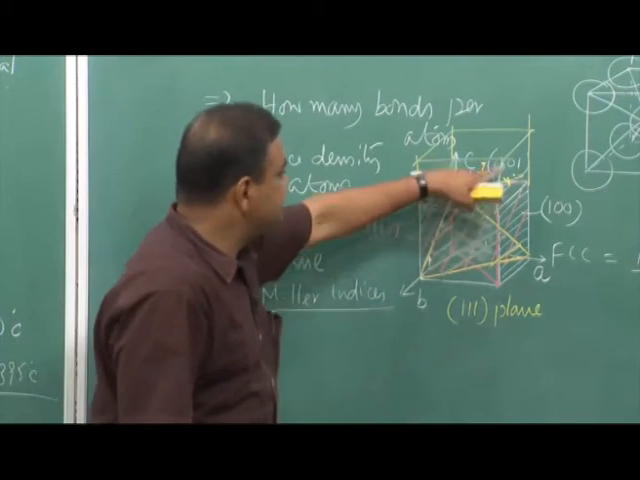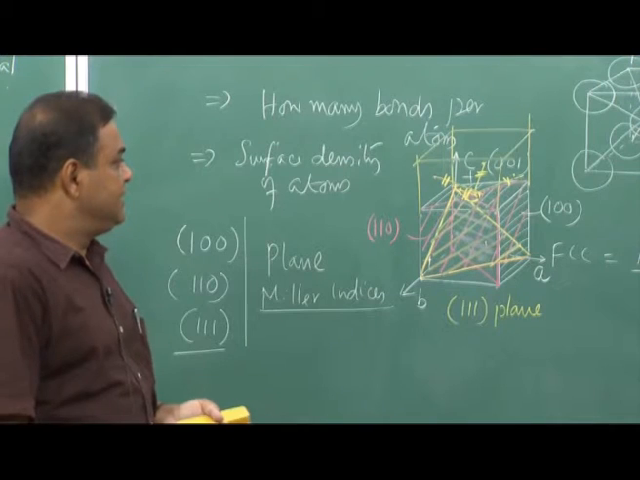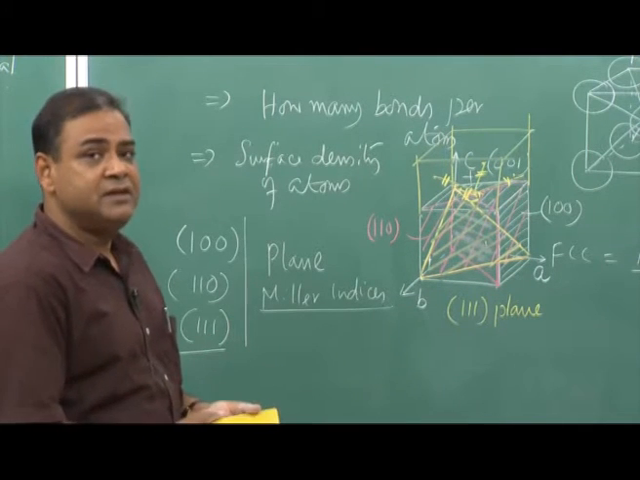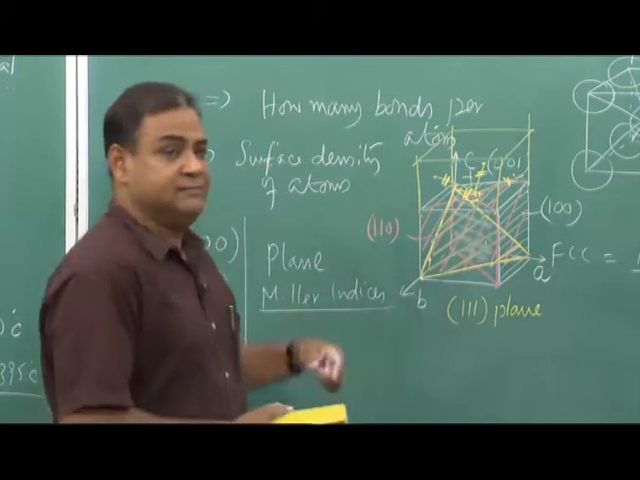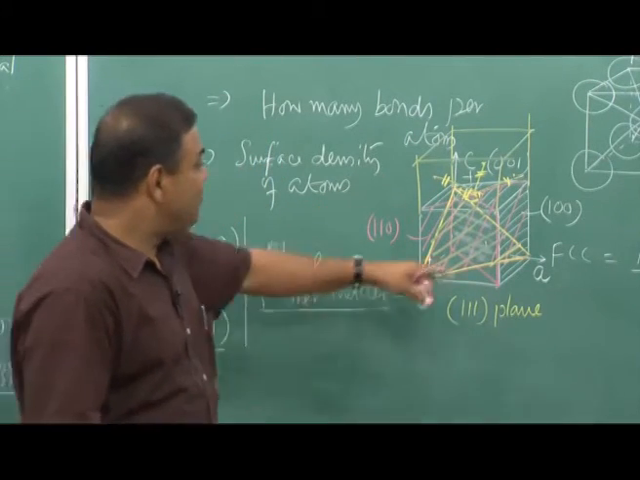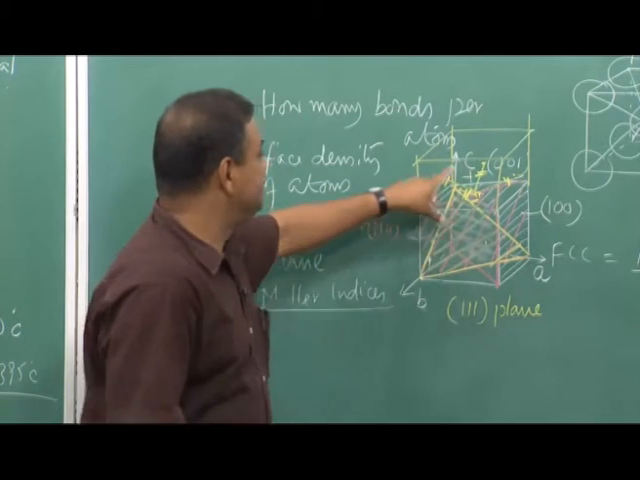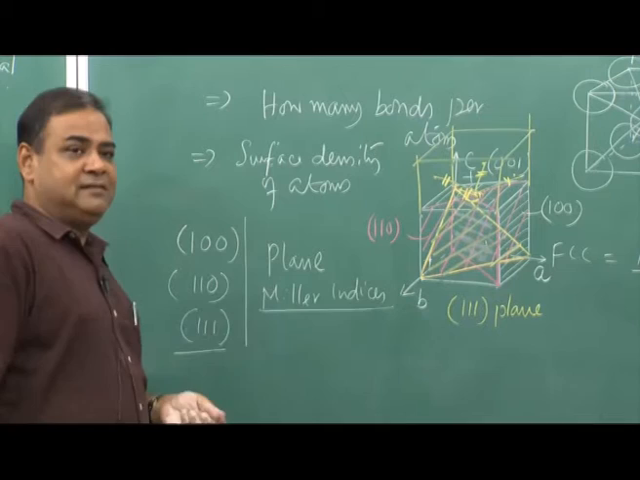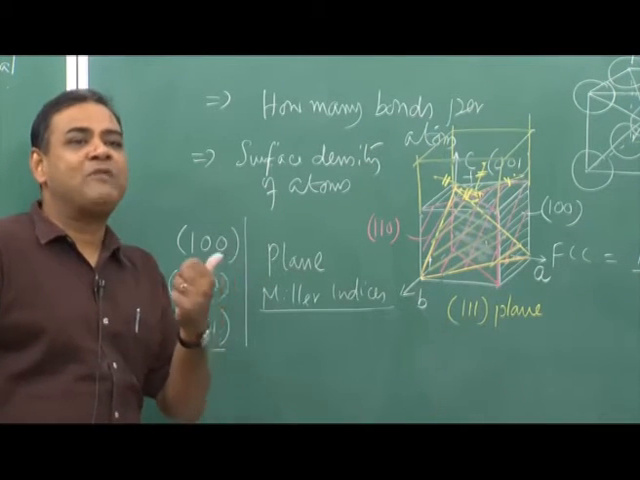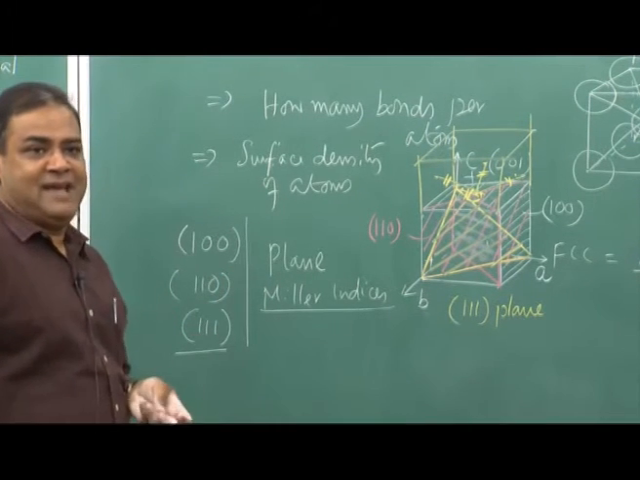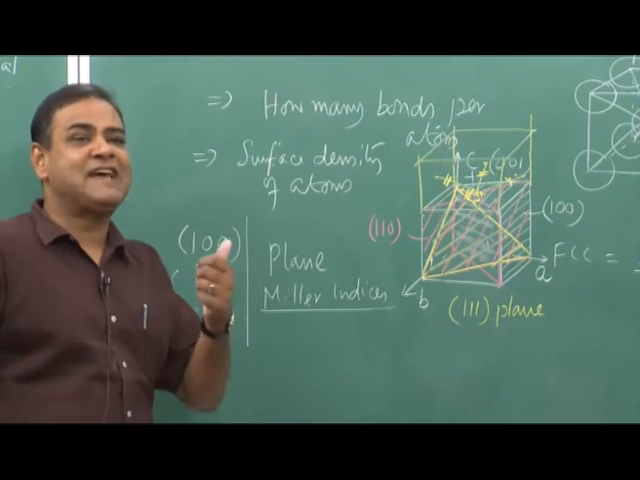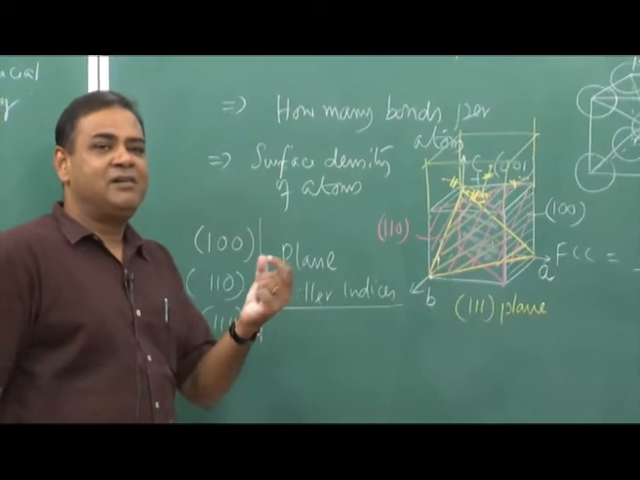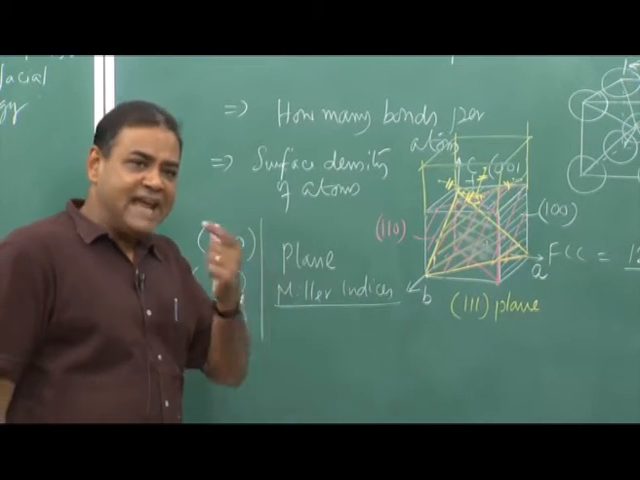Now, when I am cutting these 4 bonds, I have to calculate how many bonds I am cutting over the entire plane. Whenever I try to find out the number of bonds cut over the entire plane, I have to find out the number of atoms per plane. And to find the number of atoms per plane, I also have to find the area of that plane.